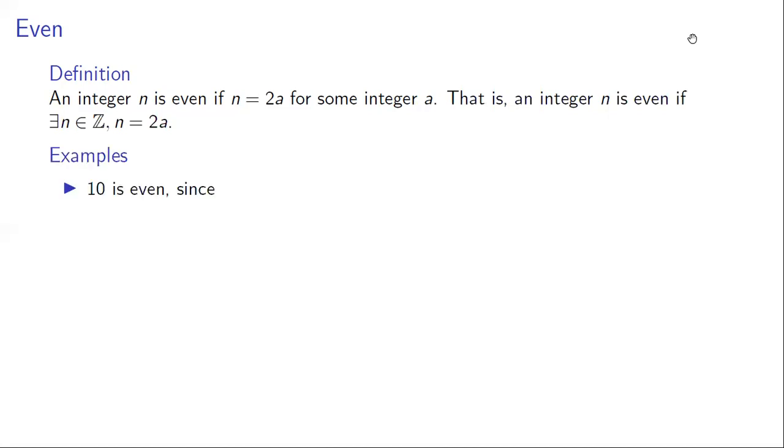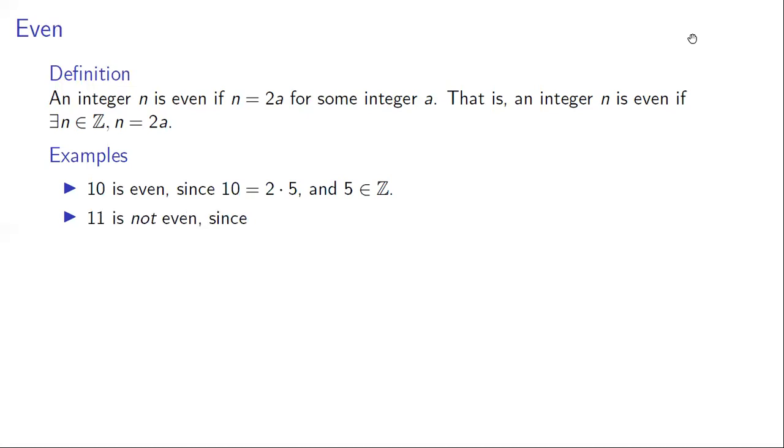Let's look at an example. We know that 10 is even. Why is that according to this definition? Well, 10 is our n. We have to find this integer a such that when I do 2 times a, I get 10. Well, here it is. 10 is equal to 2 times 5, and 5 is an integer. 5 is an element of Z. So we satisfy the definition of an even number. 10 satisfies that definition, so therefore 10 is even.